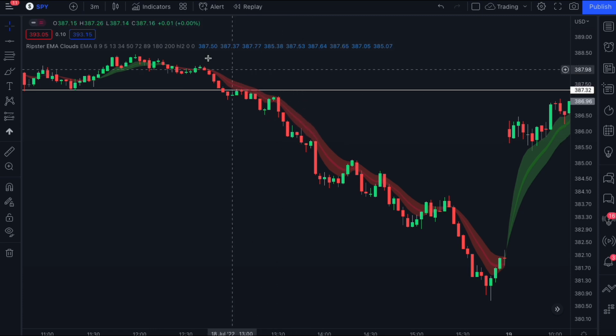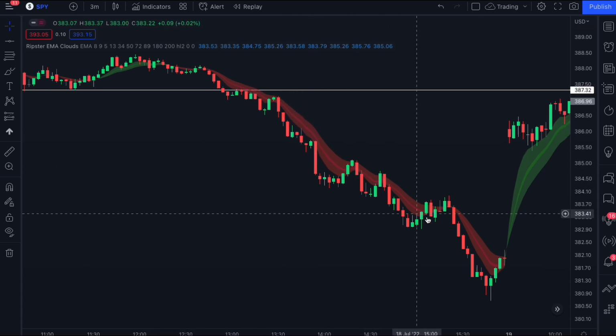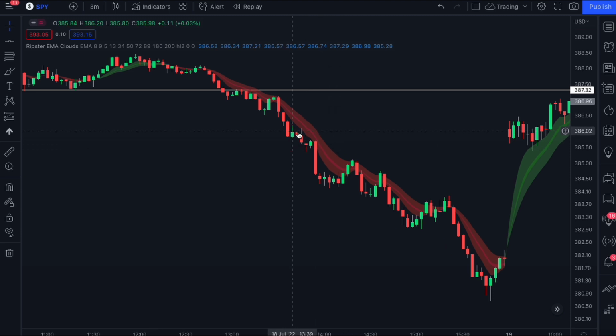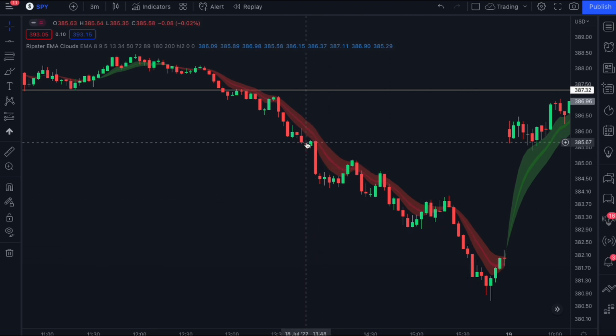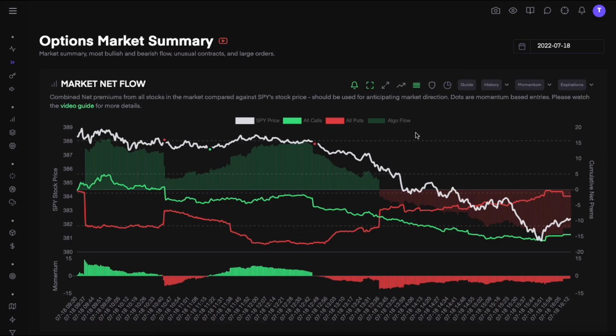So I think just using these moving average clouds or these EMA clouds as potential areas where price will start going down from, just using those, or simply using the support and resistance levels from our tool. You don't have to use support and resistance levels, but just use something simple and then pick the direction from the market net flow.